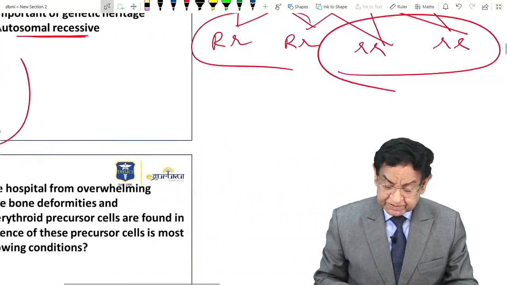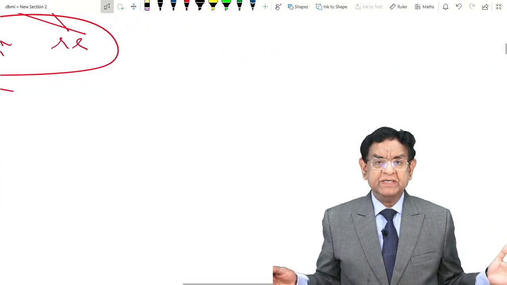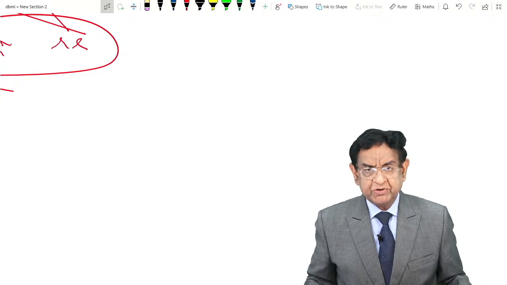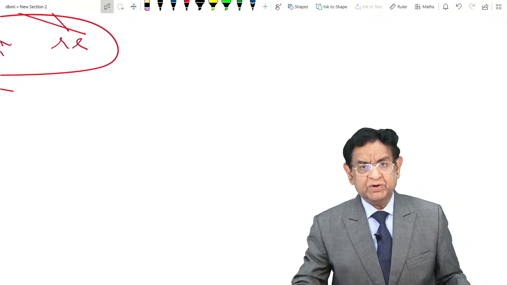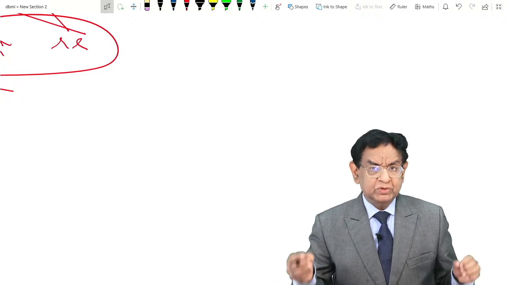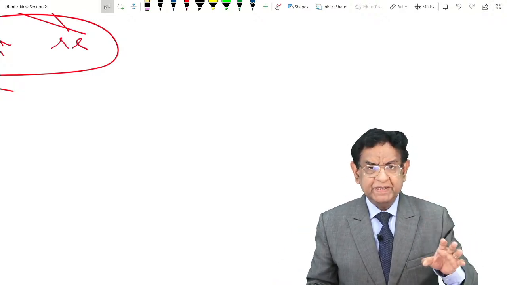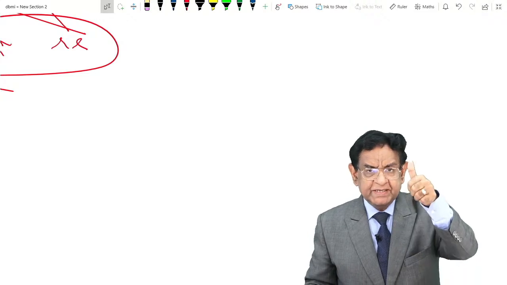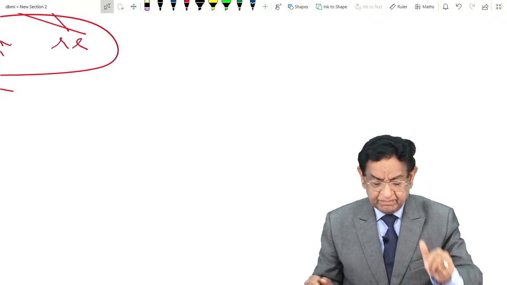But before I proceed further, we got a term beta thalassemia trait. I discussed beta thalassemia major also. So what are these, which are the most confusing? And believe me, there are three: major, intermediate and minor.